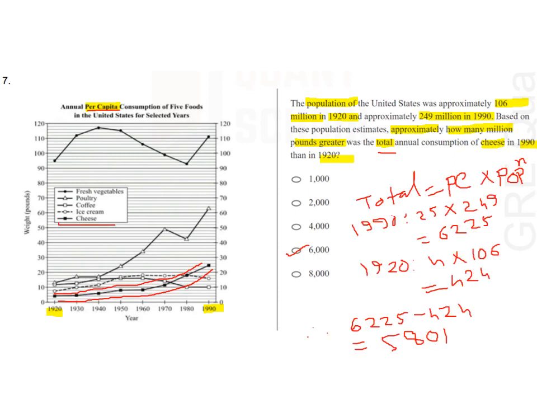So for 1990, we get the total consumption is 6,225, and for 1920 we get the total consumption of cheese is 424. And to find out how many million pounds more was the total consumption of cheese in 1990 than in 1920, we'll just find the difference between the total consumption of 1990 and 1920, and the resultant answer is closest to 6,000.